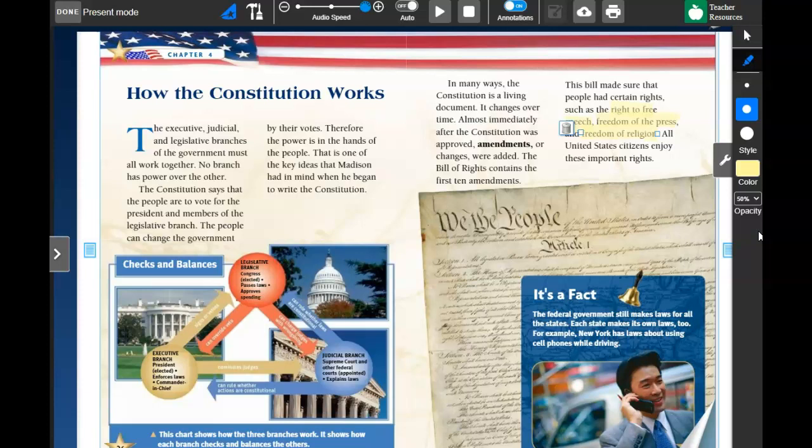Freedom of the press. Freedom of the press is the newspapers, that they are free to report exactly what is happening in the world. They're not allowed to lie, but they are allowed to report what is happening in the world and in the communities and around them to the public. The next one is freedom of religion. So you can practice whatever religion you want to believe in. Let's go ahead and move now to the next slide.